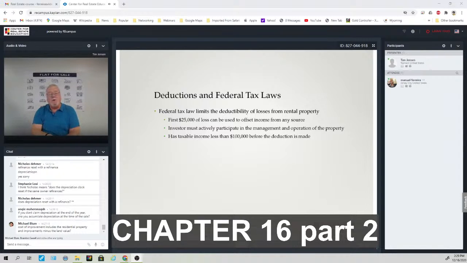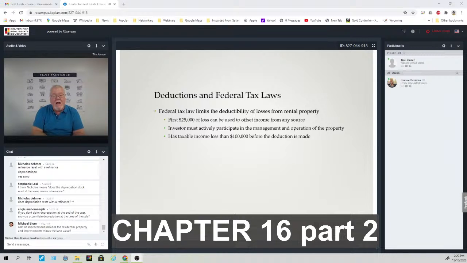How it works is that the first $25,000 of loss can be used to offset income from another investment source. So let's say you made $50,000 here, but lost $20,000 over here. You can take the $20,000 loss and apply it towards the $50,000 you made in profit. So you reduce the actual taxable profit by $20,000 and pay less taxes. That's using your deduction for a corporate tax loss.